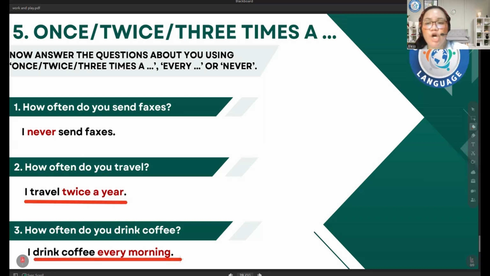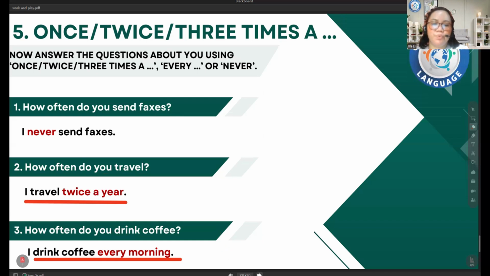Yes. Because coffee is something. No, not just something. It is a drink that makes you active and awake. So usually, it is very advisable to drink it every morning.